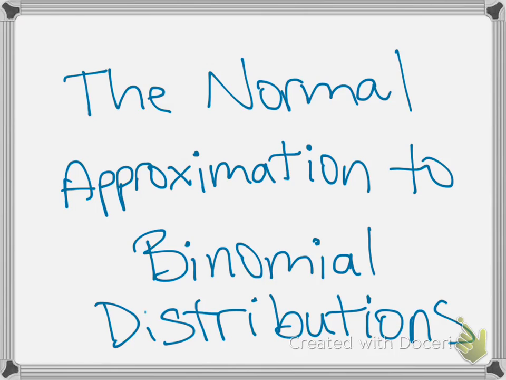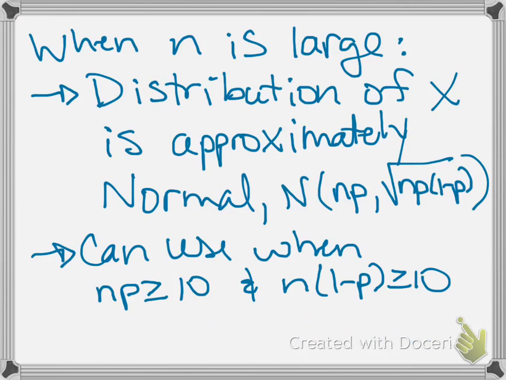But it turns out that we can actually use the normal distribution to approximate the binomial distribution when n is large, because as n gets larger and larger, the binomial distribution begins to behave more and more like the normal distribution. There are some requirements that have to be met, though.